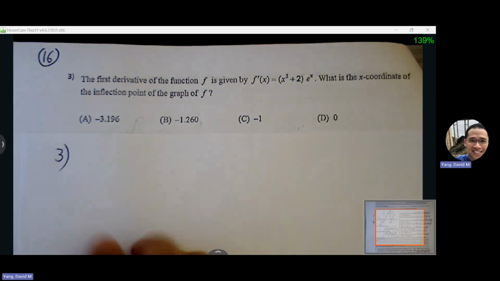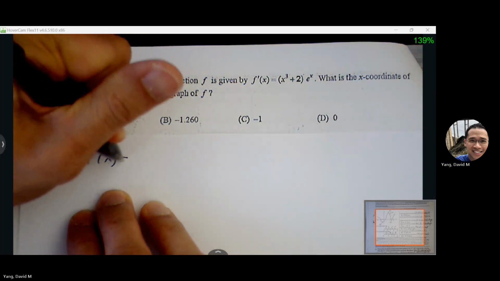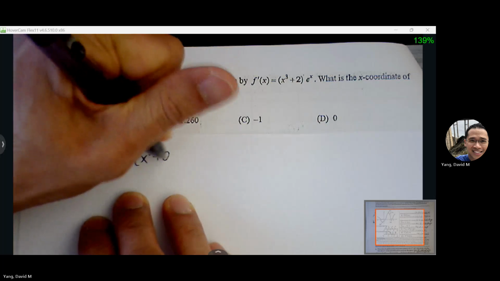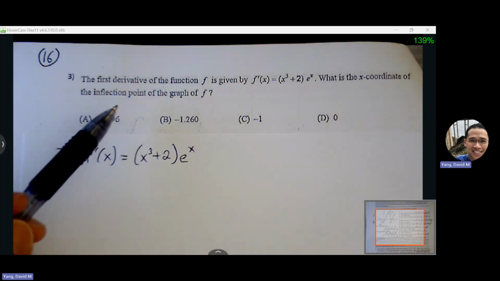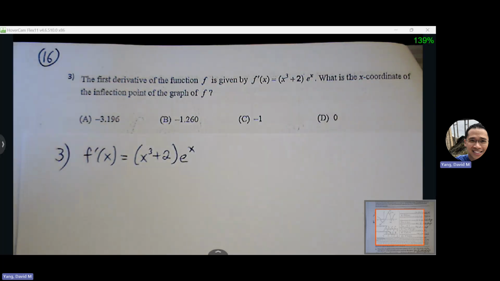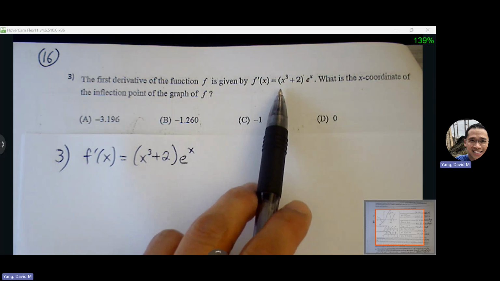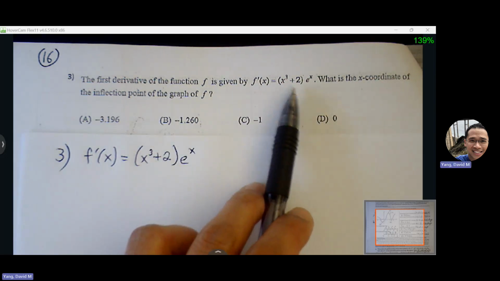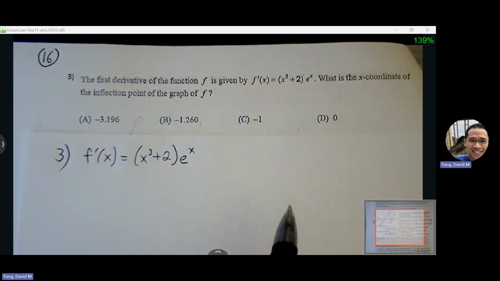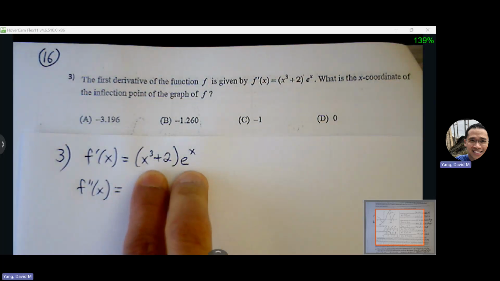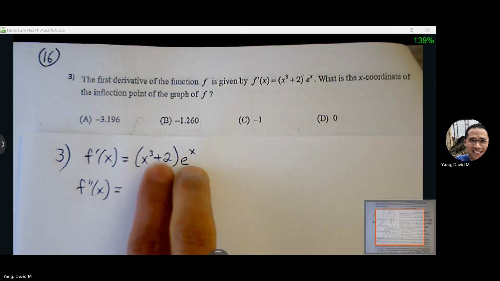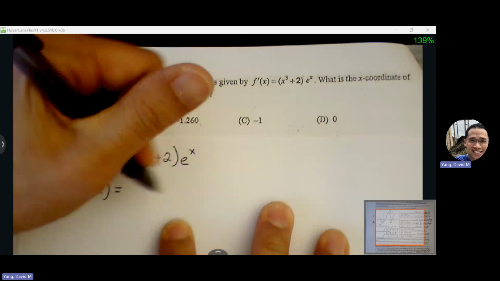The first derivative function is given by f prime. So here's my f prime. What is the x coordinate of the point of inflection of the graph of f? So we know that point of inflection comes from the second derivative. So we can find the second derivative function, set it equal to 0, and see where that takes us. So if I want to get to f double prime, I see how this is set up here. What rule would I need to use to get to f double prime? Product rule. So f prime g plus f g prime.